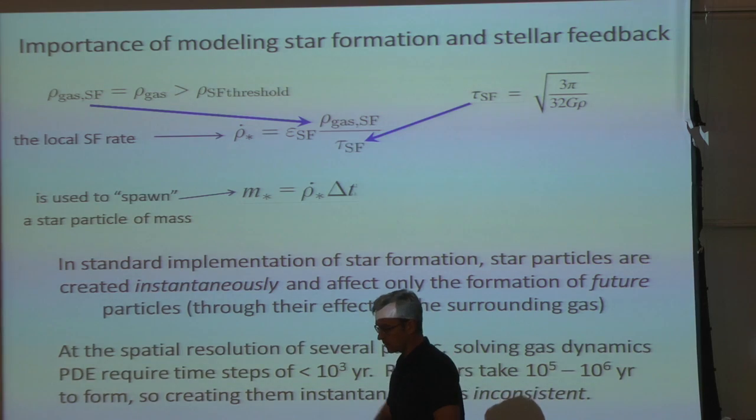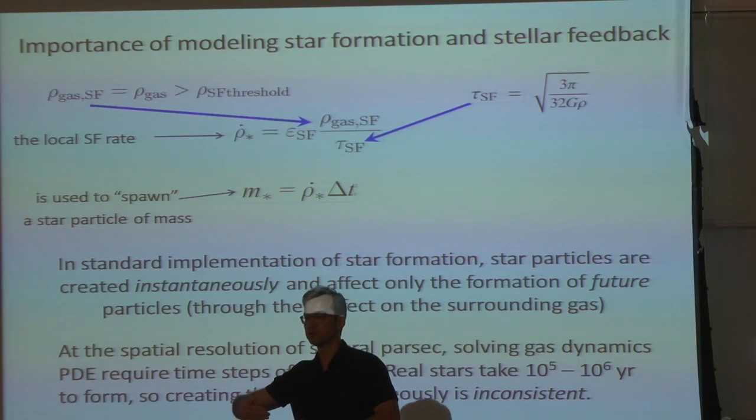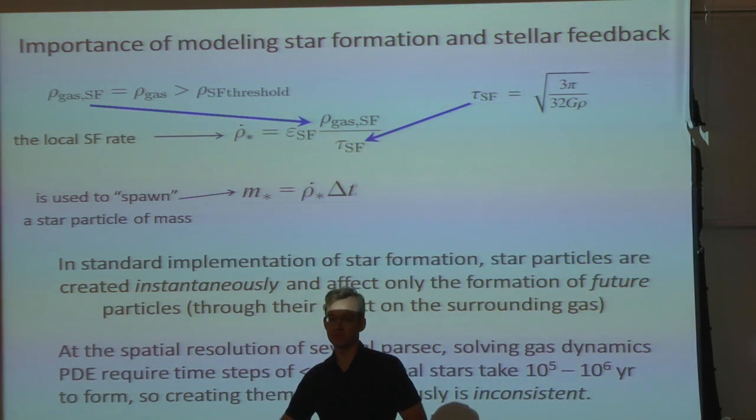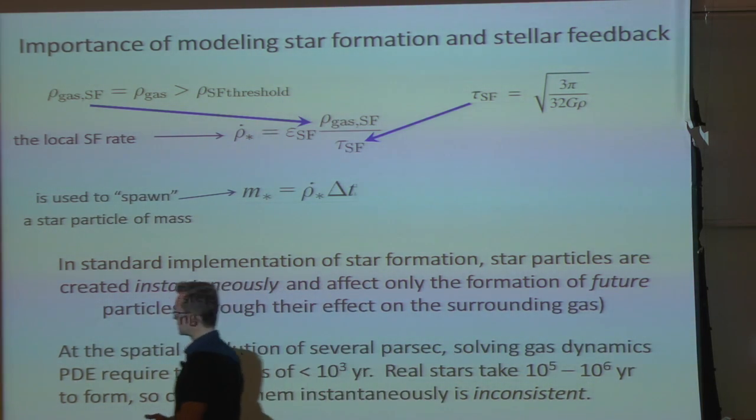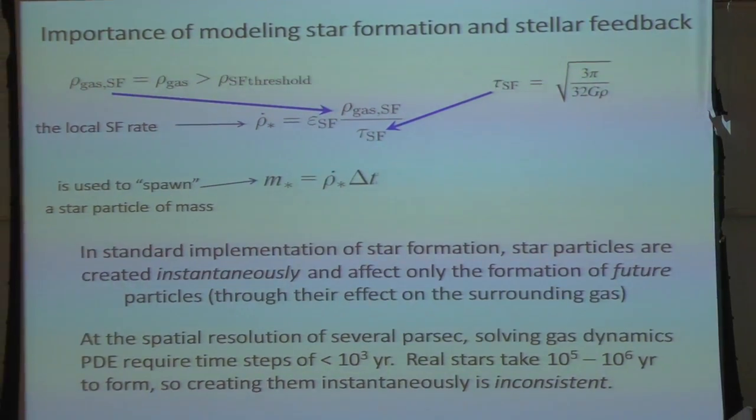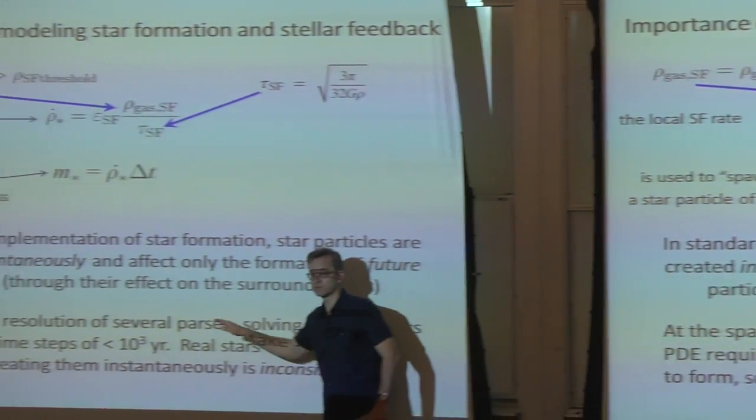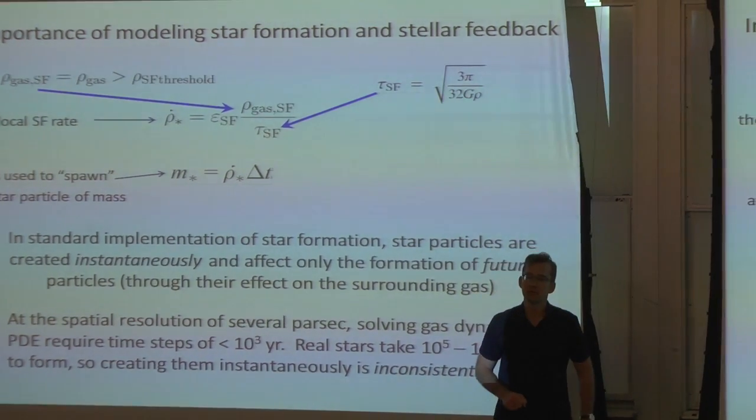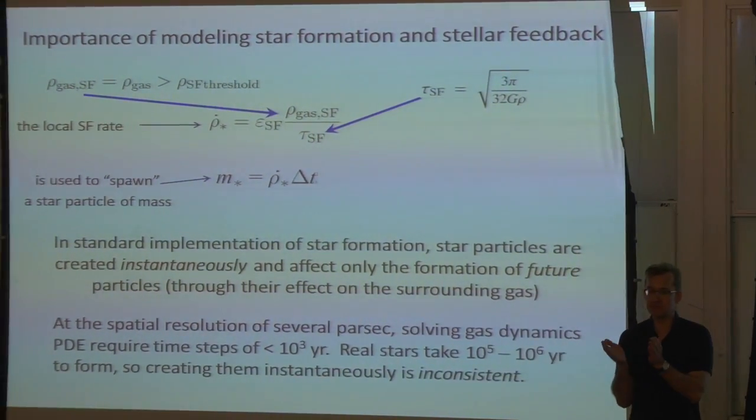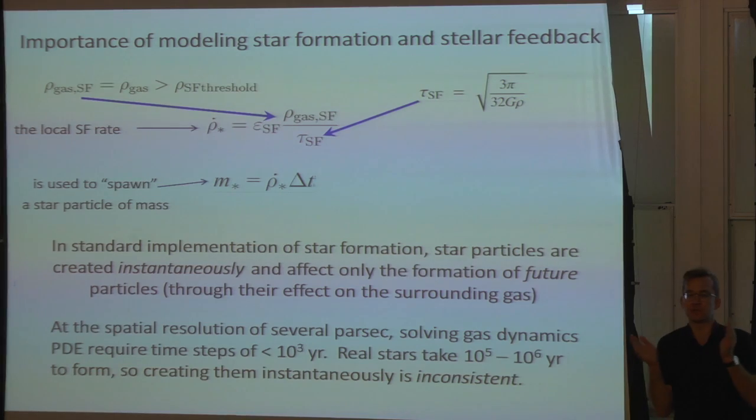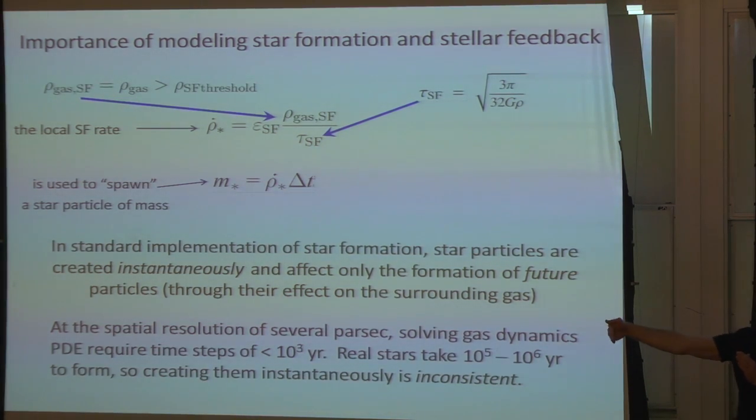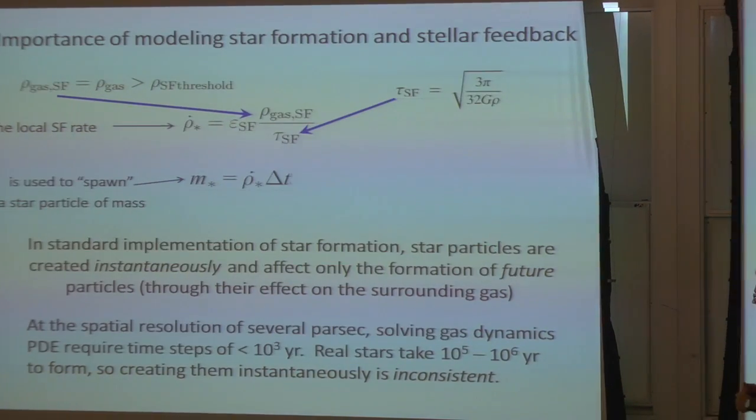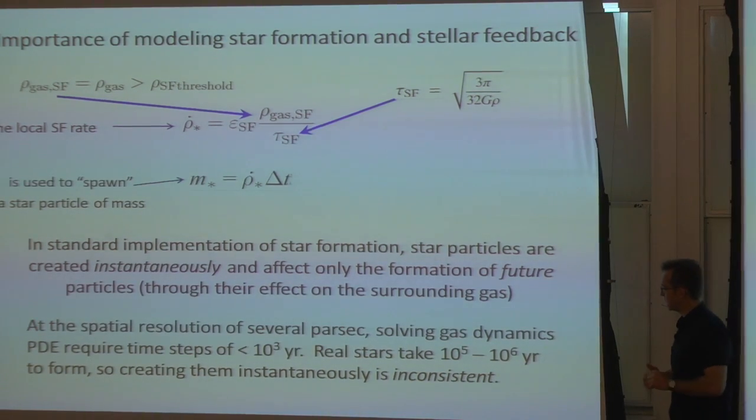But what's happened now in this rush to better and better resolution and smaller scales, we've reached such small scales now of several parsecs that solving these partial differential equations for the gas dynamics requires time steps that are less than 1,000 years. In simulations we have now, they require 100 years. And this is compared with 10 billion years, the age of the universe. These are now very small, relatively speaking, time steps.